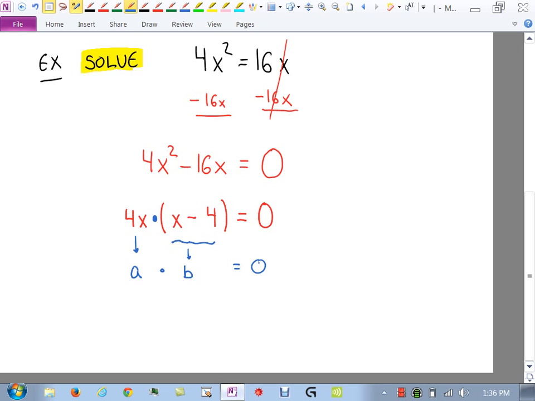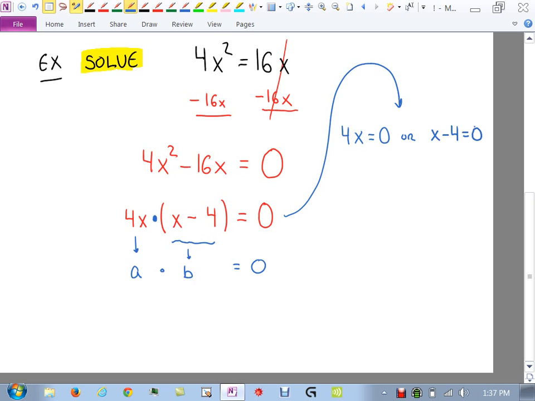The zero factor property tells me if A times B equals 0, then one of those has to be 0. So what I know now from this, and I'll do it kind of to the side here, is that either 4x has to be 0 or x minus 4 has to be 0. The whole thing in here has to be 0. One of those has to be true, right?